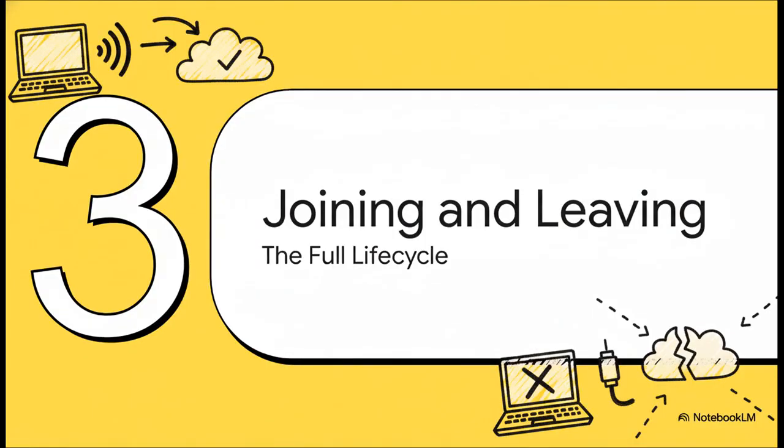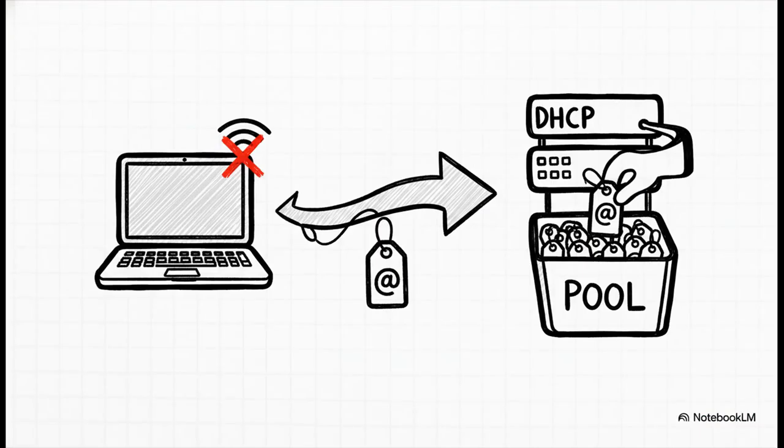But what happens when you're done and you close your laptop? Well, the process for leaving a network is just as neat and tidy. So when you disconnect, your device sends a DHCP release message to the server. It's essentially saying, hey, thanks for the address, but I'm all done with it now. The server then takes that IP address and puts it back into its pool, making it available for the very next device that comes along.